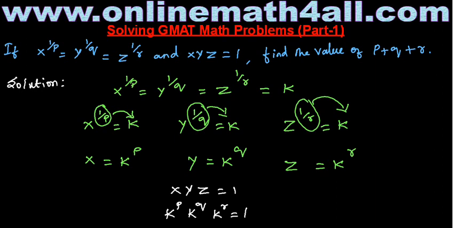Okay, I'll show you the next step on the next page, because here I plugged in k to the power p for x, k to the power q for y, k to the power r for z, because that is what we have received here. Okay, now we have the step k to the power p times k to the power q times k to the power r is equal to 1.